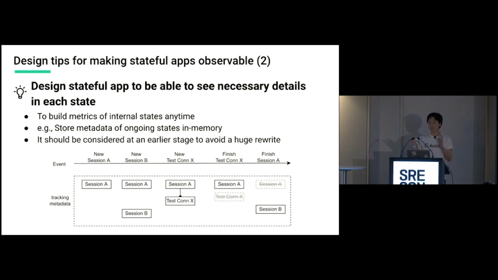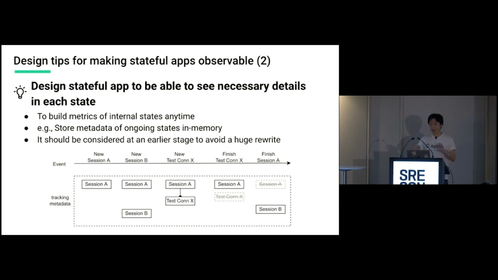Let's take a look at an example shown in the figure below. In this tracking design, if a new client starts a new session called session A, the application starts tracking session A. And when your browser starts a test connection called test connection X, the application starts tracking this test connection. Then after finishing the life cycle of both states, the application deletes the tracking records.